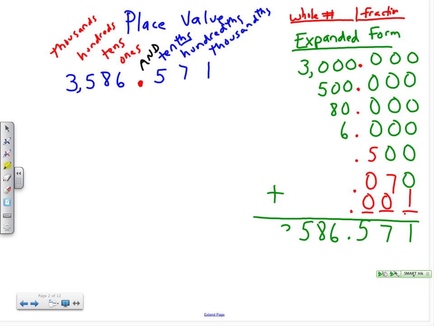And let's see how I can say this number. I would say 3,586 and 571 thousandths.